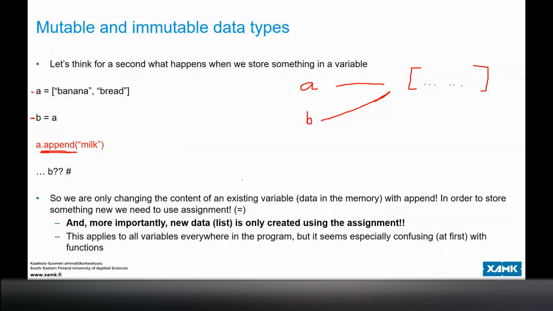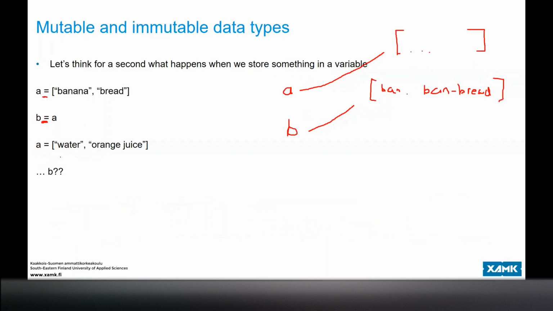So this is important because the key difference here is that we have not redefined what A means. We have simply appended something at the back of A. On the previous slide, we used this equal sign, which means we are completely redefining what A is, and then B is still left referencing this old list of things.